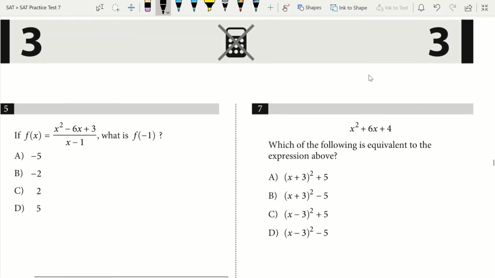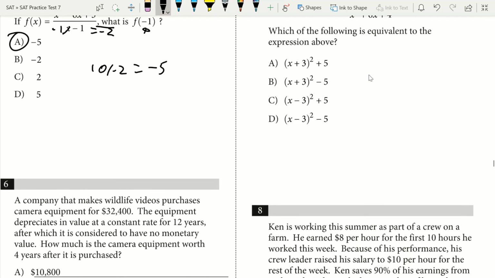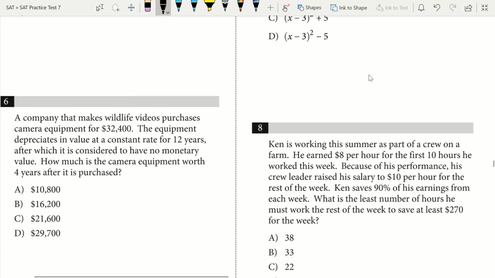Alright, question 5. If f of x is equal to x squared minus 6x plus 3 divided by x minus 1, what is f of negative 1? That means I'm plugging in negative 1 for x. So I get negative 1 minus 1, that's going to give me negative 2. And then in my numerator, negative 1 squared is 1. Minus 6 times negative 1, well, that would be minus negative 6, which is plus 6. And then I get plus 3, which will give me 10 over negative 2. 10 over negative 2 is equal to negative 5. So negative 5 is my answer, A.